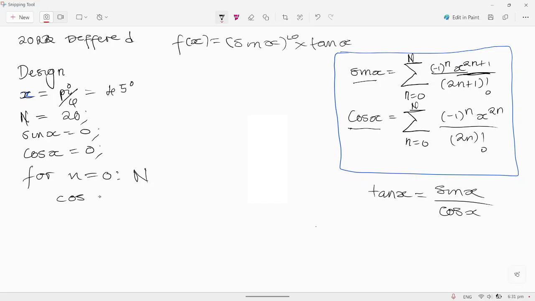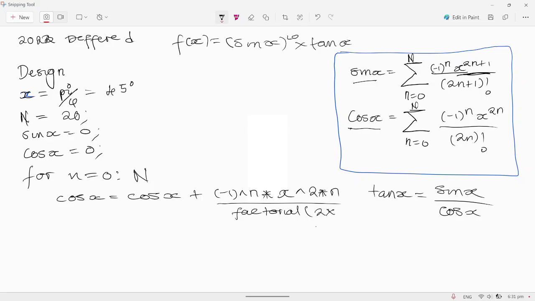cos x is equal to cos x plus -1 to the power n times x to the power 2 times n, and we're dividing all of this by factorial 2 times n.